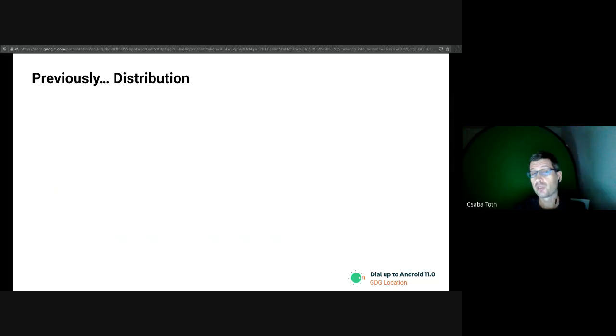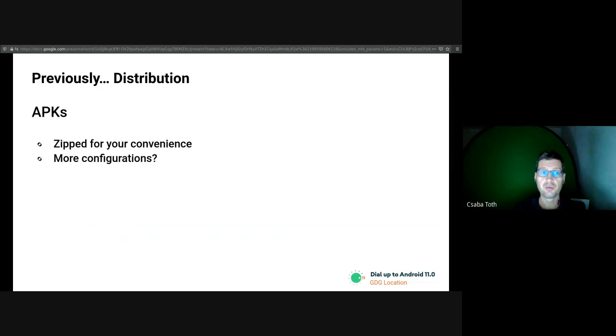Let's just say a few words about distribution, how we distributed our apps. That's the classic way of APKs. These are basically zipped content for our convenience, for the size of the packages. What if you have more configurations? Then either you have more APKs at the same time, or your APKs get bigger.